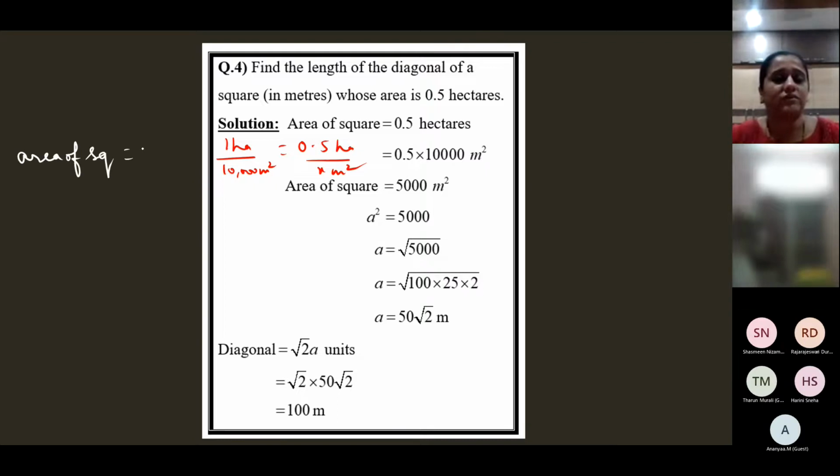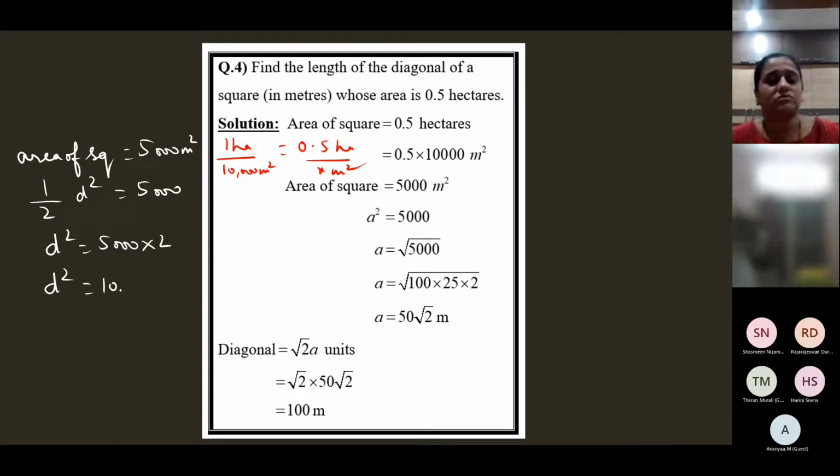Area of square is equal to 5,000 meters square. Another formula to find the area of the square is half d square, half diagonal square, d meaning diagonal. Half d square is equal to 5,000. So d square is equal to 5,000 into 2, d square is equal to 10,000. D is equal to square root of 10,000, d is equal to 100. Directly you can find. Both the ways are correct.